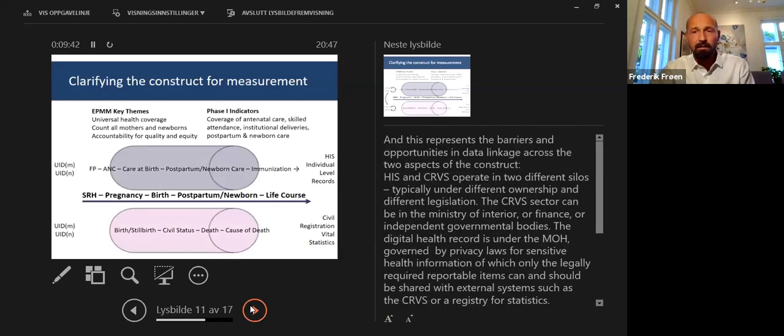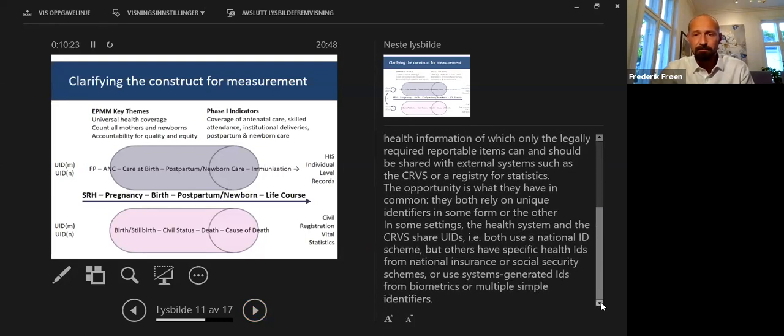And this represents the barriers and opportunities in data linkage across the two aspects of the construct. Health information systems and CRVS operate in two different silos, typically under different ownership and different legislation. The CRVS sector can be in the Ministry of Interior, or Finance, or any independent governmental body. The digital health record is under the Ministry of Health typically, governed by privacy laws for sensitive health information of which only legally required items can and should be shared with external systems such as CRVS or Registry for Statistics.